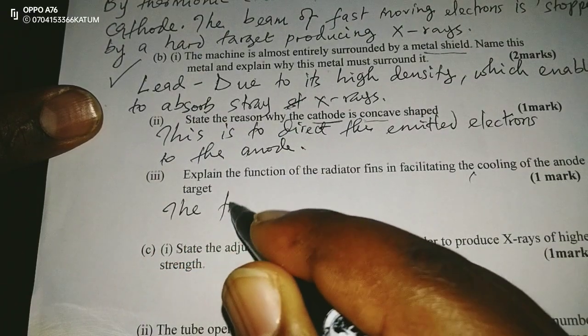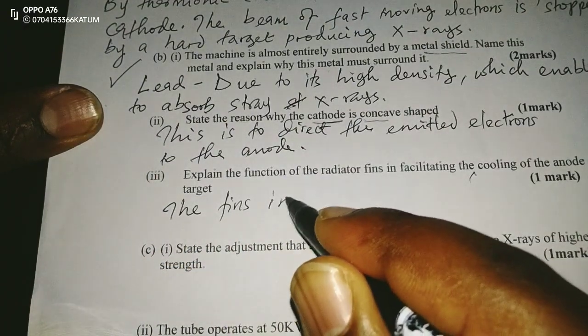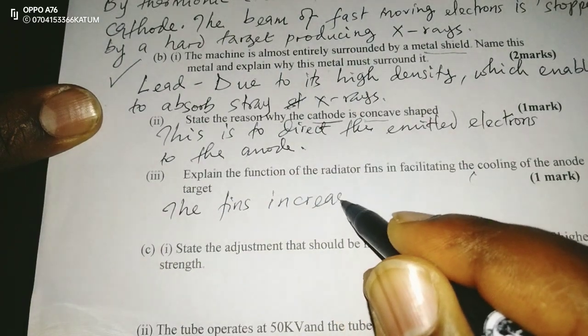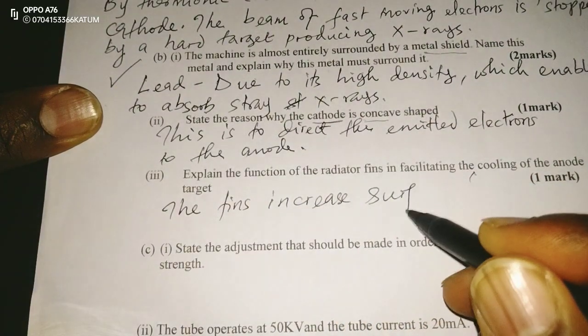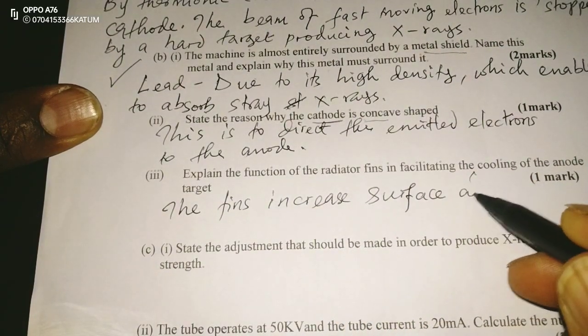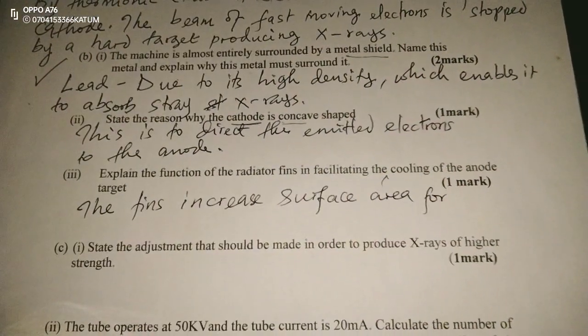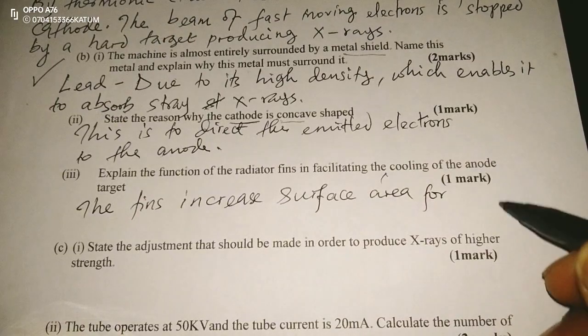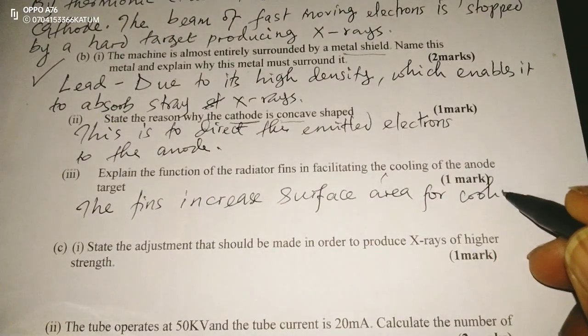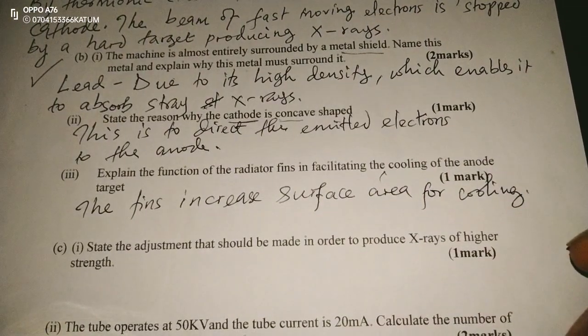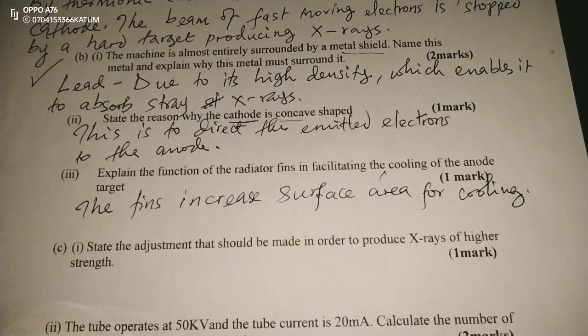The fins increase surface area for cooling. They increase surface area for cooling because the radiator fins are made of copper, and copper is a good thermal conductor.